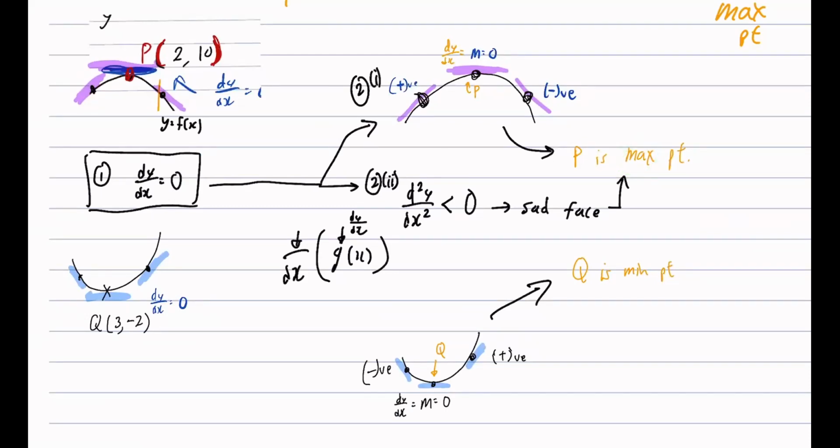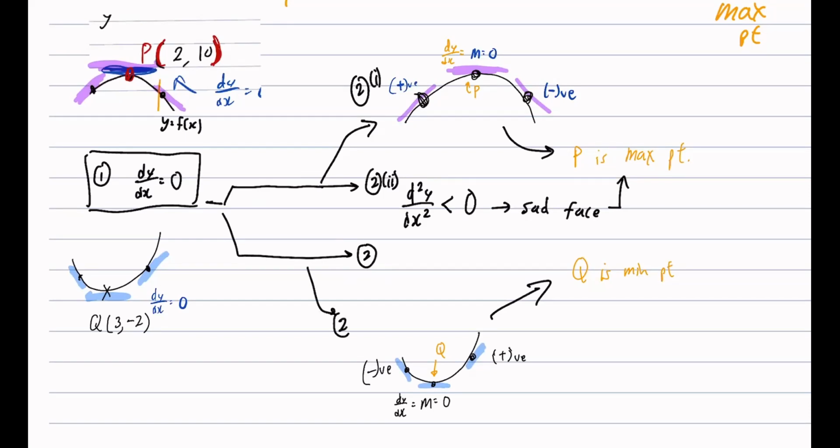Okay, I'll remove this because it's messy. Likewise for minimum point, you just go in a parallel path. Maybe I should do this. Split. Then from here, wow, it looks bad. Let me try again. Like this. This one part 1, this one part 2. d2y by dx squared, of course, must be the opposite this time, more than 0. Then you'll get a happy face. And then you conclude Q is a minimum point.